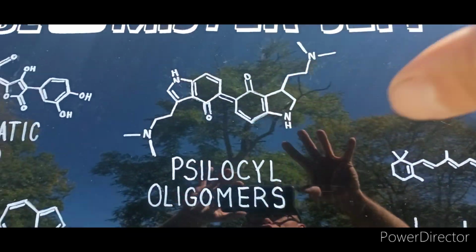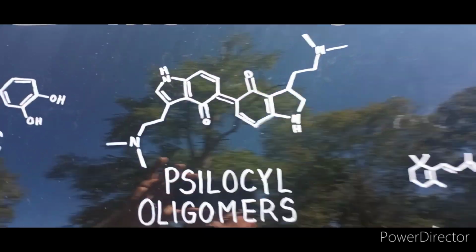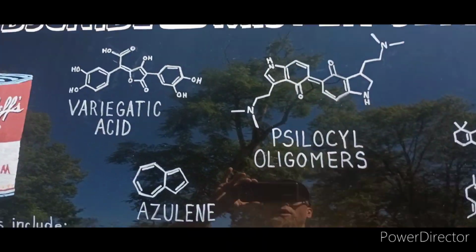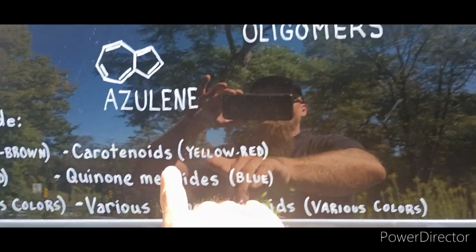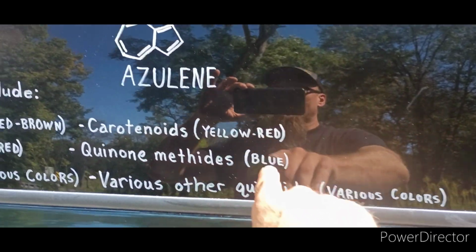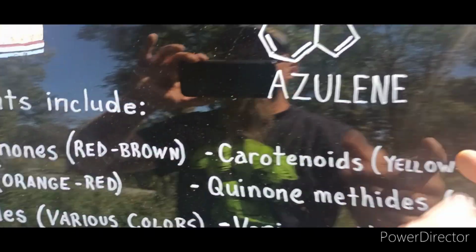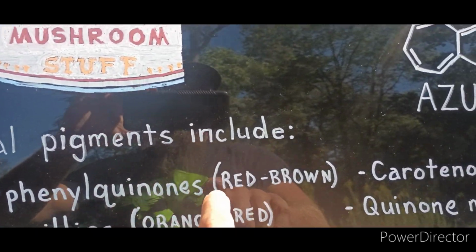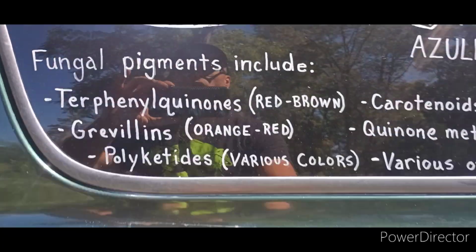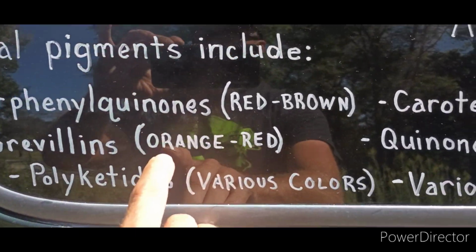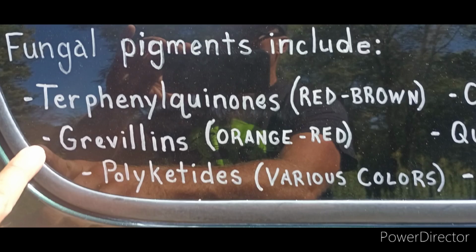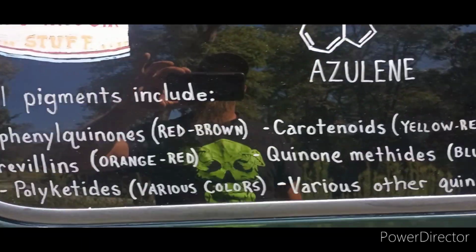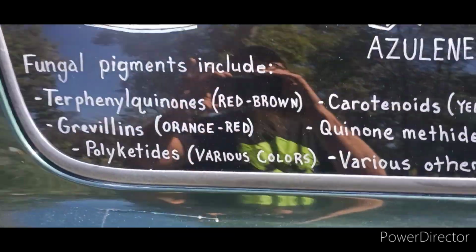basically like this ring structure with the ketone coming off the side. I'm not a huge expert on some of these compounds. That's why I want to call them quinoids, because they may not be exactly quinones. Quinone methides particularly are going to be blue. They're going to give us a blue coloration in our perception, whereas a terphenyl quinone is going to be red to brown in color. Grevillins, orange to red. These are found, I believe, exclusively in Paxillus species. They're actually used as a chemo biomarker for identification of Paxillus species.